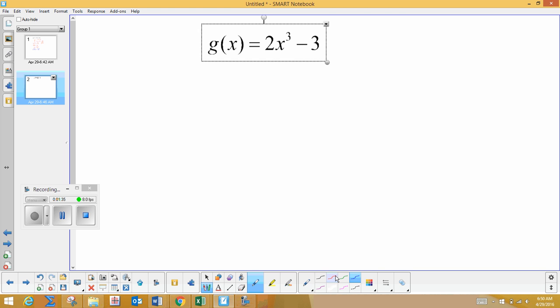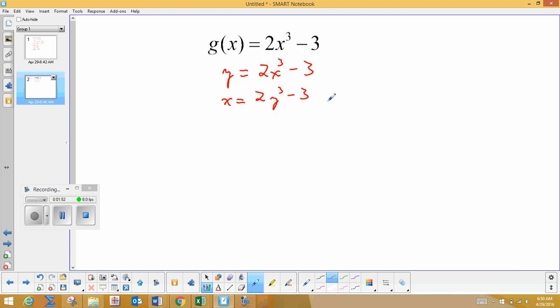A more complicated equation. So we do the same steps though. y equals 2x cubed minus 3. We switch x and y. x equals 2y cubed minus 3. And now we're going to solve for y. So we need to first add 3 to both sides. So x plus 3 equals 2y cubed.